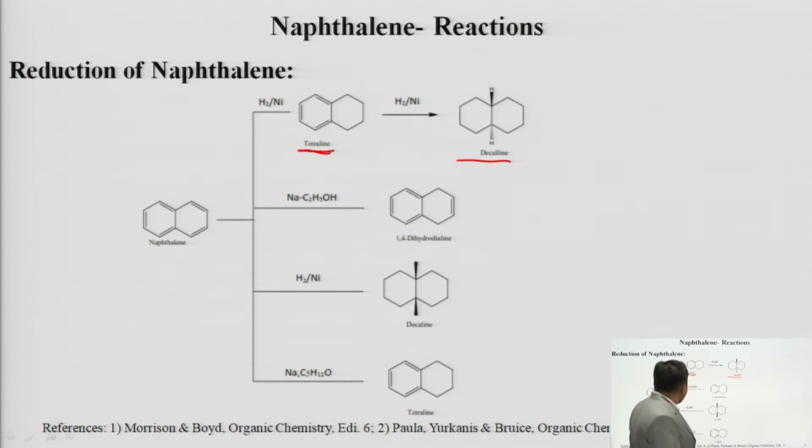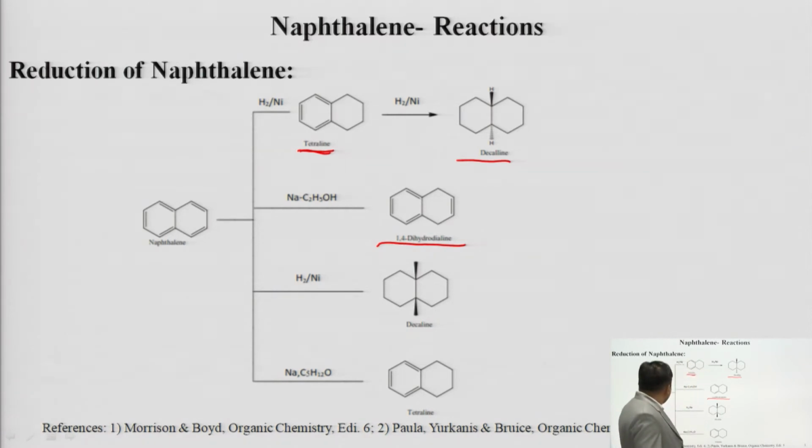Okay. So, again naphthalene is reacted with ethanol in the presence of sodium metal. So, you can say that partial reduction is occurring. One of the double bonds gets broken while the other rearranges itself, and we are getting 1,4-dihydronaphthalene as a reduced product.